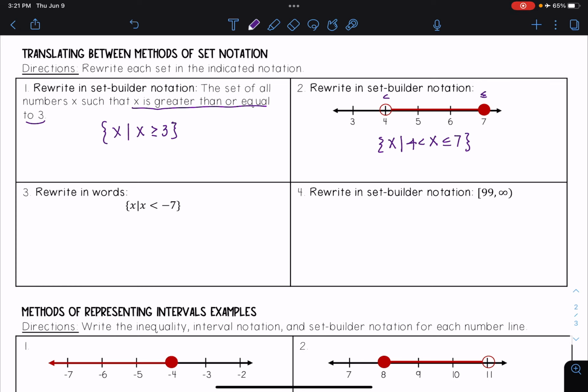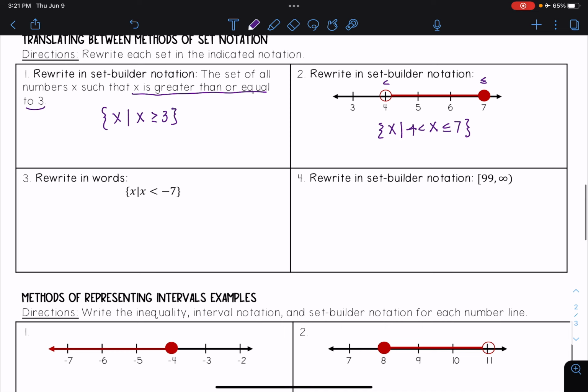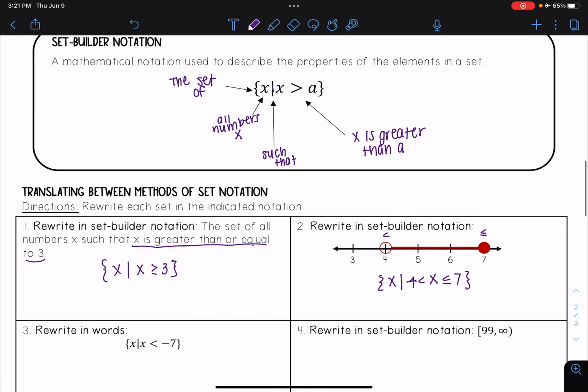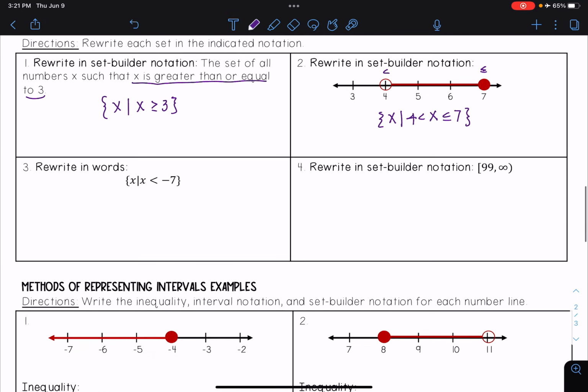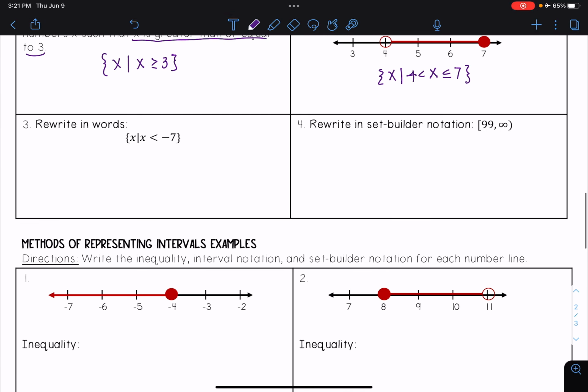Okay, number 3, I want to rewrite this one in words. I have this in set builder notation. Following what we have up here in the circle or oval, this is going to be the set of all x such that, and I see the property in here is x is less than negative 7.